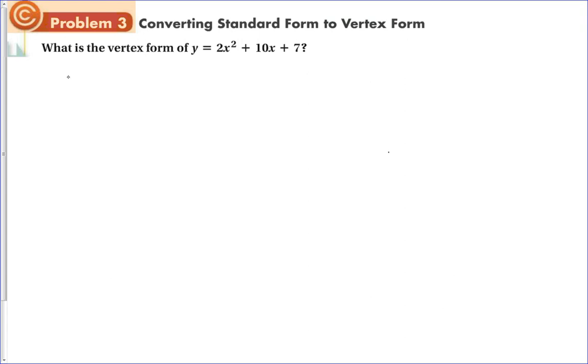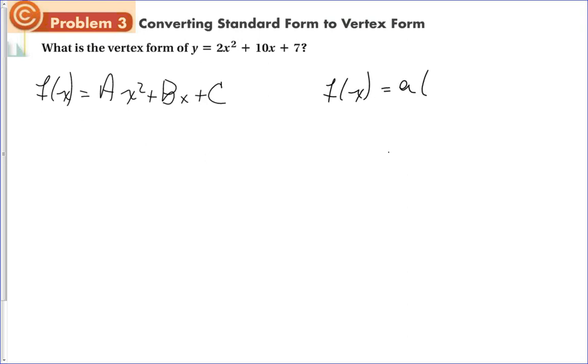If you remember from the last video, standard form is f of x or y equals ax squared plus bx plus c. And vertex form is f of x or y equals a times (x minus h) squared plus k, where h and k are the x and y coordinates of the vertex, because there's only one.